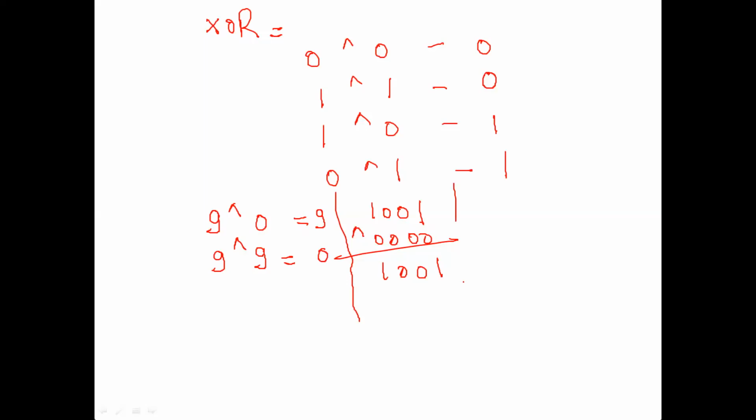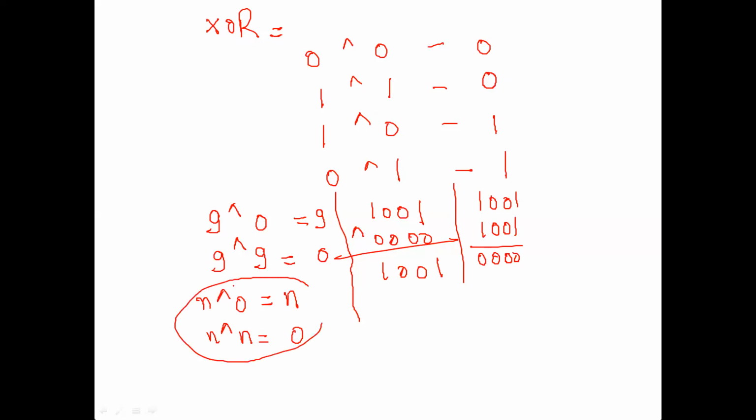Why 0? Because 1001 will be XORed with 1001, so the result will be the same. Basically, the result of XOR comes as 1 only when both the bits are different. Otherwise, the result will be 0. Correct? So from here, you can remember one small thing: n XOR 0 is n, but n XOR n is always 0. Make a note of this. XOR operation: n XOR 0 is n, n XOR n is 0.